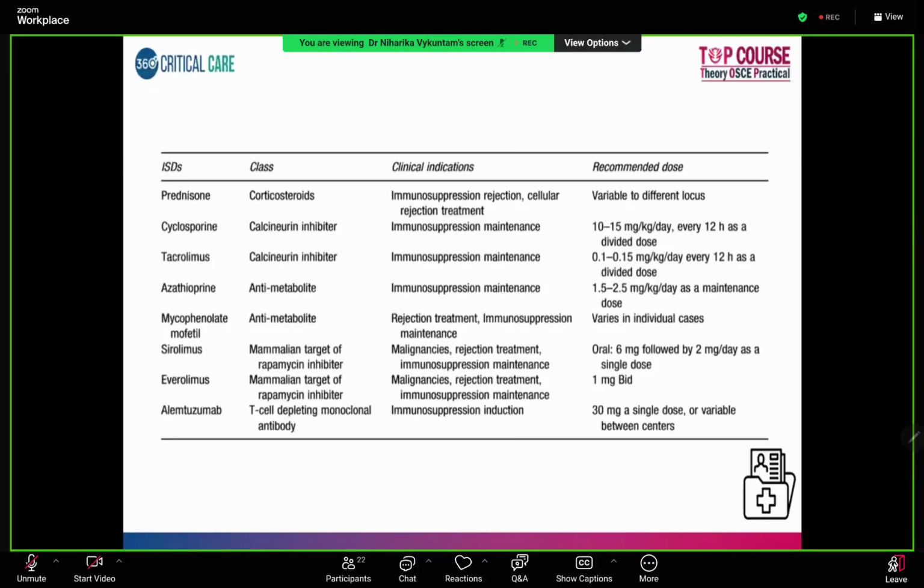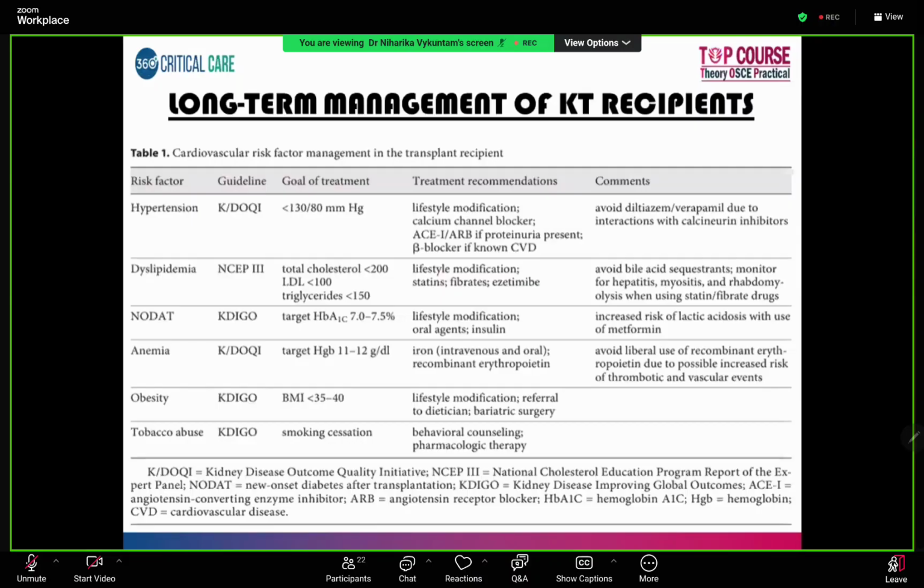Okay, that is a starting dose of methylprednisolone in post-transplant patients. At least you have to remember these 3 doses of the drugs. Okay, and the last slide tells about the long-term management of these kidney transplant patients. So, once transplantation is finished, can they do anything? No, nothing. There are certain goals of treatment which they have to follow post-transplantation.